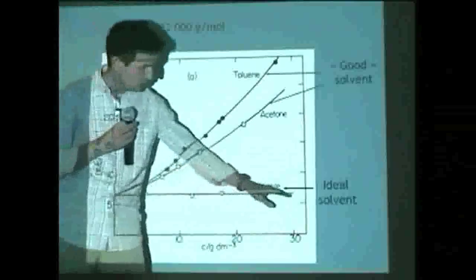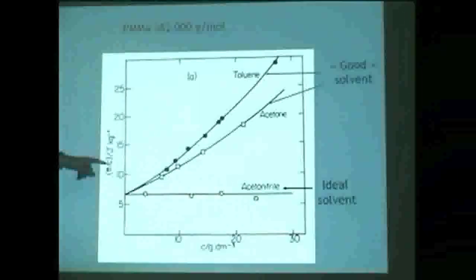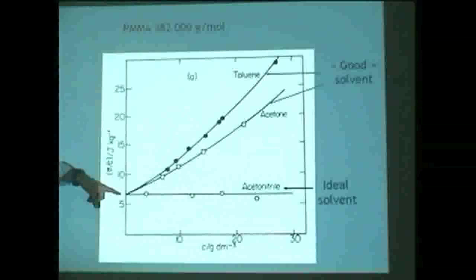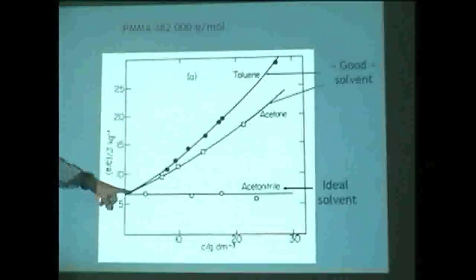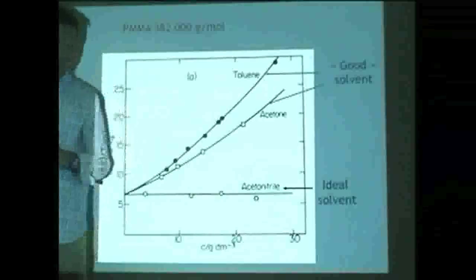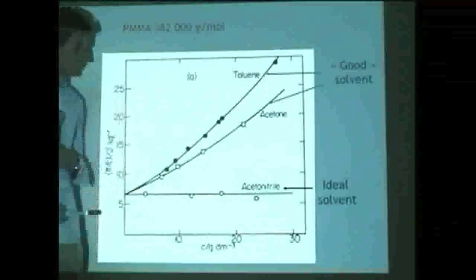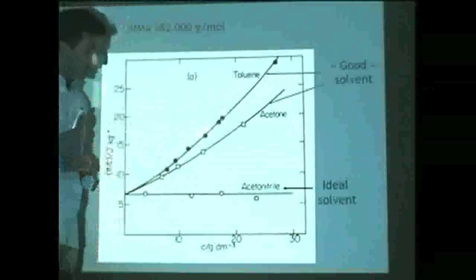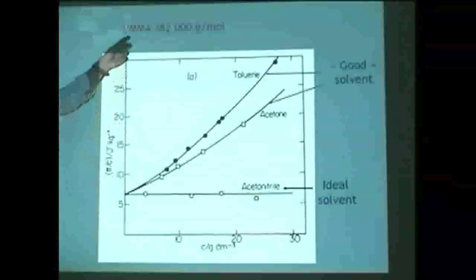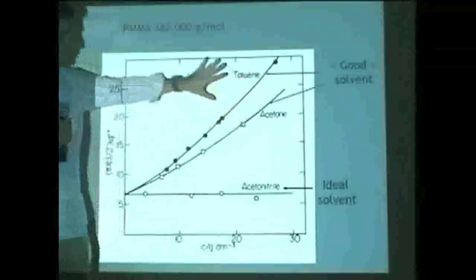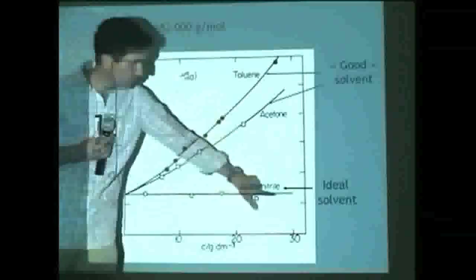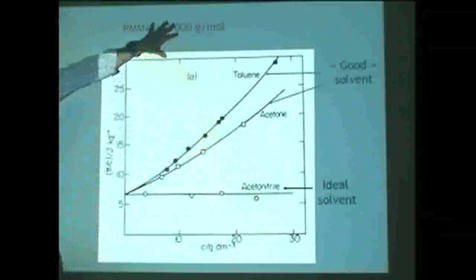So these measurements, that give you a constant value of pi divided by the concentration, mean that I am in the ideal solvent condition. Whereas here, if pi divided by C increases as a function of C, it means that the second term is positive, and if this second term is positive, I am in a good solvent condition. So this is what is shown by this experiment: when I dissolve PMMA in toluene or in acetone, at the temperature of the experiment, these two solvents are good solvents of PMMA, whereas acetonitrile at this temperature is an ideal solvent for PMMA.